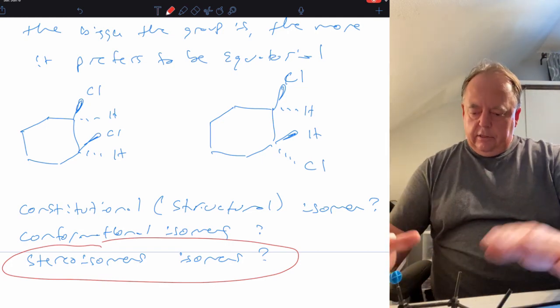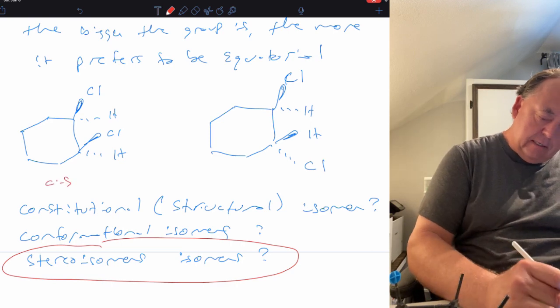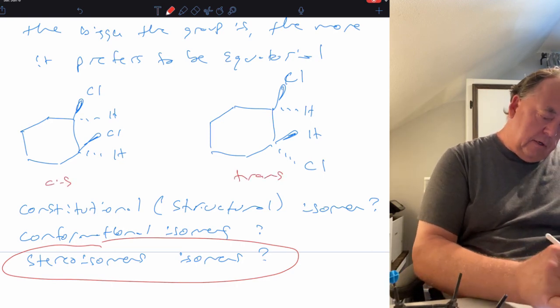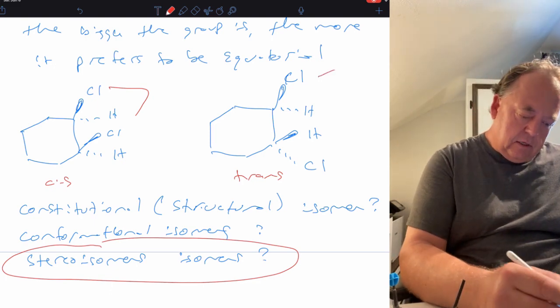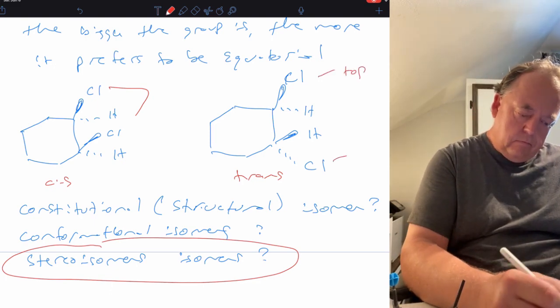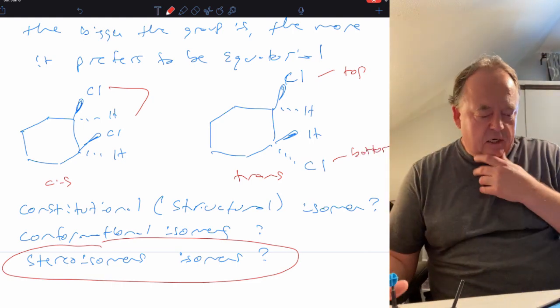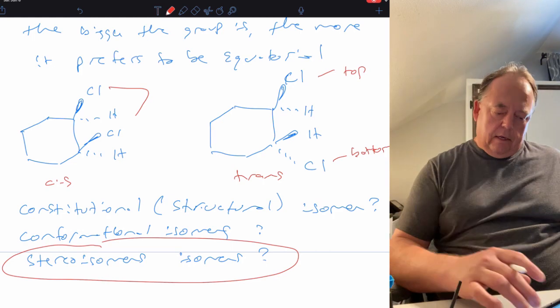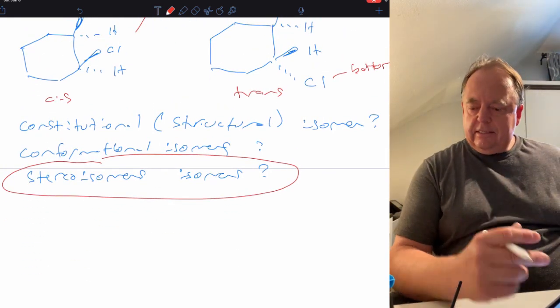Okay, so if we take this one, this one would of course be cis, and this one would be trans. So they're both on top, or if they were both on bottom, that's cis. One's on top, one's on bottom. One's on solid wedge, one's on dash wedge, so that means they're trans. But they're not planar. They exist in a chair conformation.